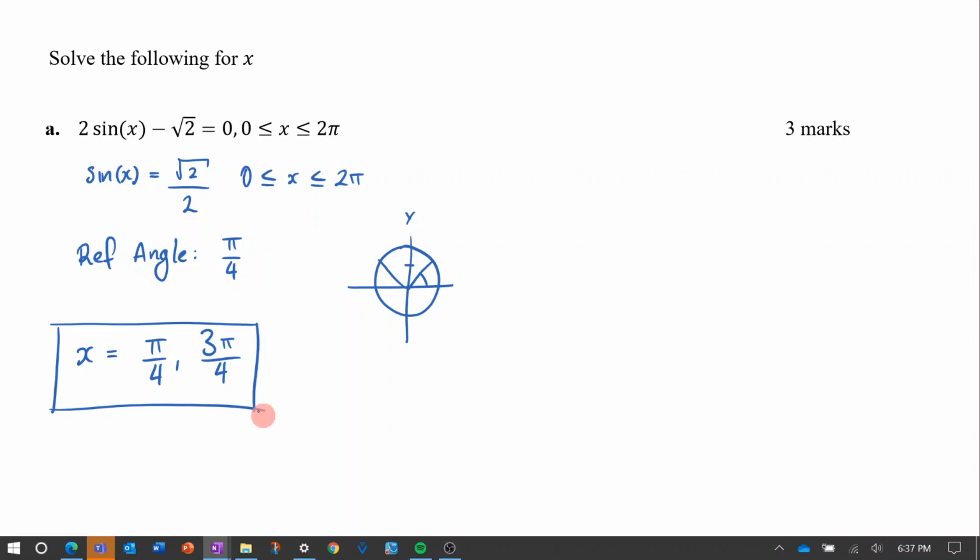So hopefully you found that useful. Look at the mark scheme to make sure that you're providing enough detail for your answers. So maybe 1 mark for working, and then 1 mark for each of the correct answers here.